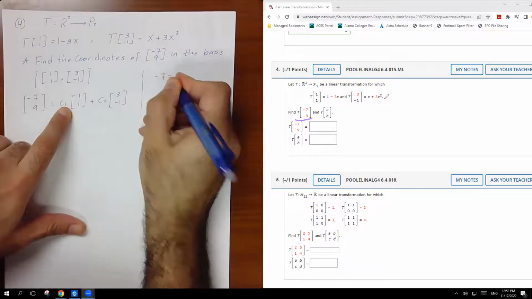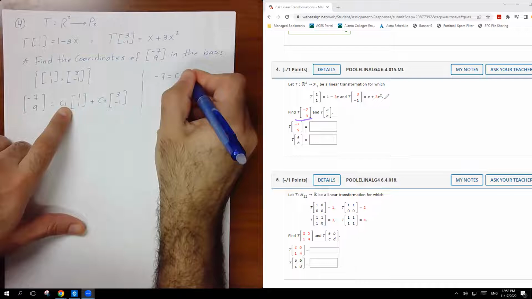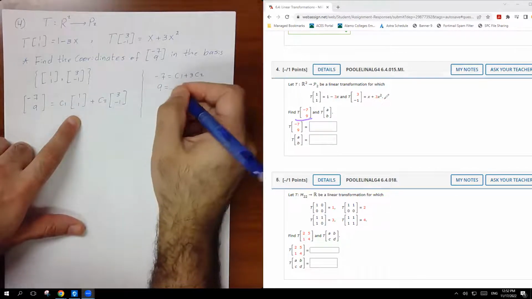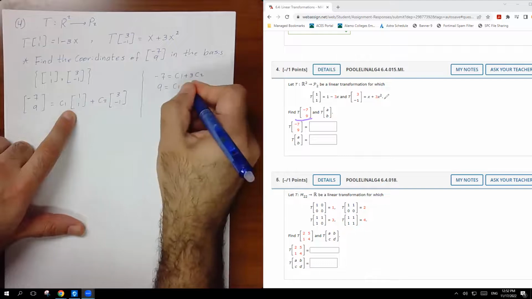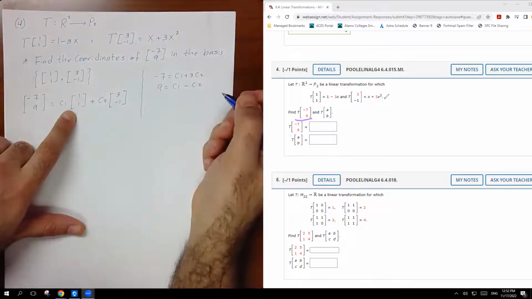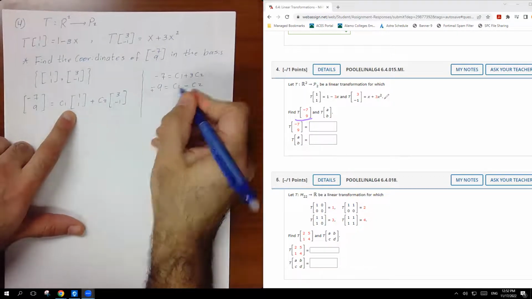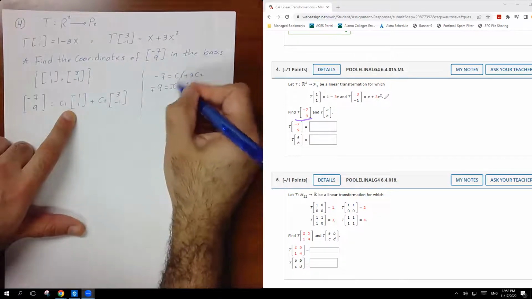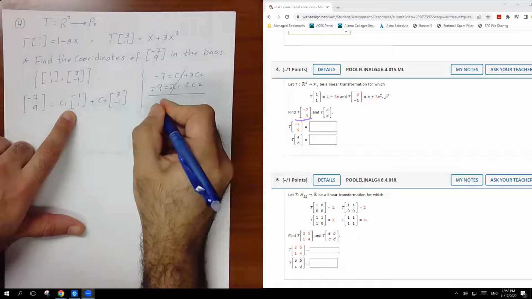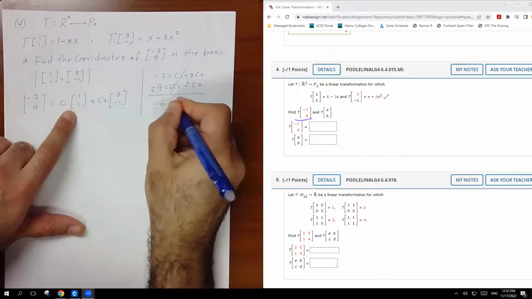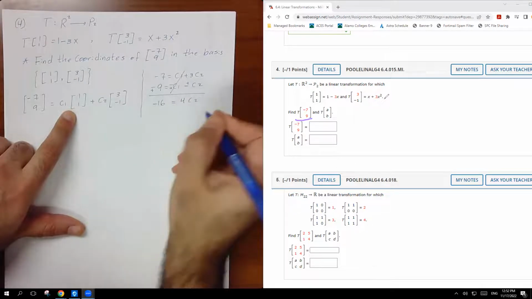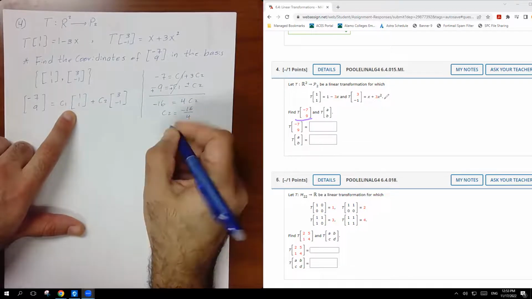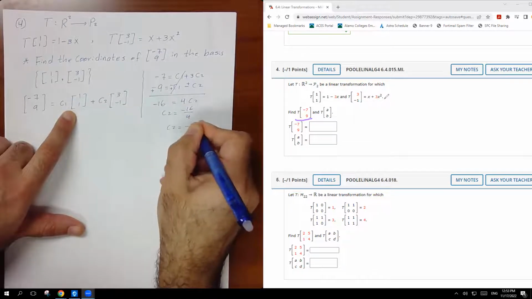Negative 7 is going to be equal to C1 plus 3C2, and 9 is going to be equal to C1 minus C2. So I'm going to change the sign here. It's up to you how you want to solve the system. That means C1 cancels, so it's going to be negative 16 equals 4C2. That means C2 is going to be equal to negative 16 over 4, so C2 is going to be equal to negative 4.